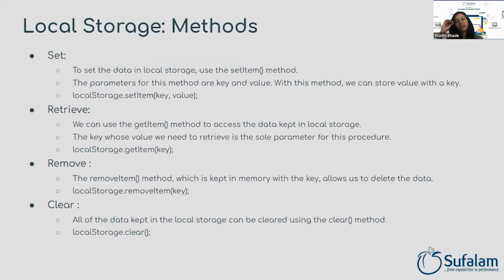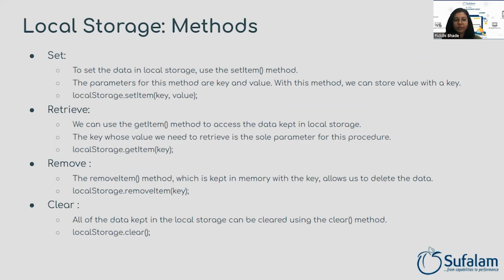Then there are some methods to access the local storage. First one is set. To set the data in local storage, use the setItem method. The parameters for this method are key and value. With this method, we can store a value with a key. As an example, the first argument will be a key and the second argument will be a value for that key.